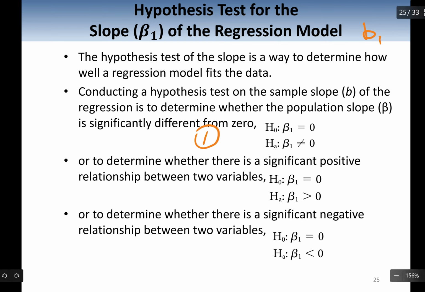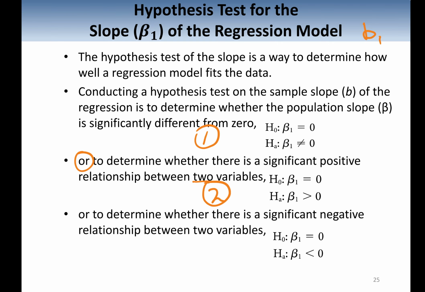There's 3 ways it can be done. The first one is the null hypothesis beta 1 equals 0 versus the alternative hypothesis beta 1 does not equal 0. And so we're just checking to see if it would be significantly different from 0. And this would be the 2-sided test. Or you can determine whether there is a significant positive relationship between the 2 variables. And when I say relationship between the 2 variables, I'm referring to the X and Y, independent and dependent variables of our simple regression model.